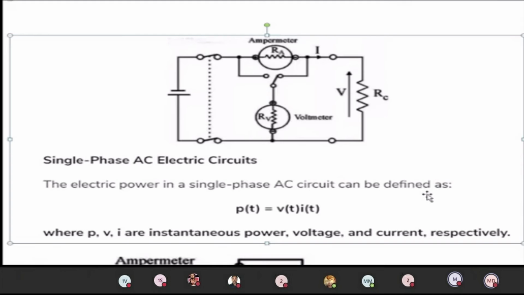So the electric power in a single phase AC circuit can be defined, shortly we will know it as P is equal to VI. So with respect to time we can have p(t) is equal to v(t) into i(t), where p, v, i are instantaneous power as well as voltage and current.